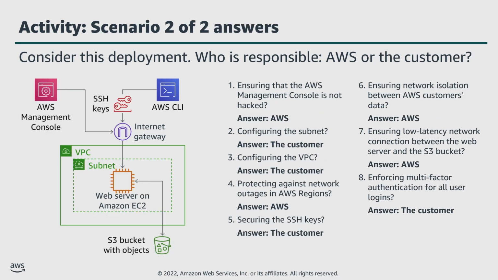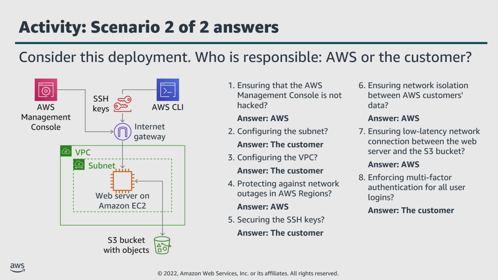Okay, let's look at the answers. Number 1, AWS is responsible to ensure that the AWS Management Console isn't hacked. Number 2, configuring the subnet, and number 3, configuring the VPC are both customer responsibilities. Number 4, protecting against network outages in AWS regions is an AWS responsibility.